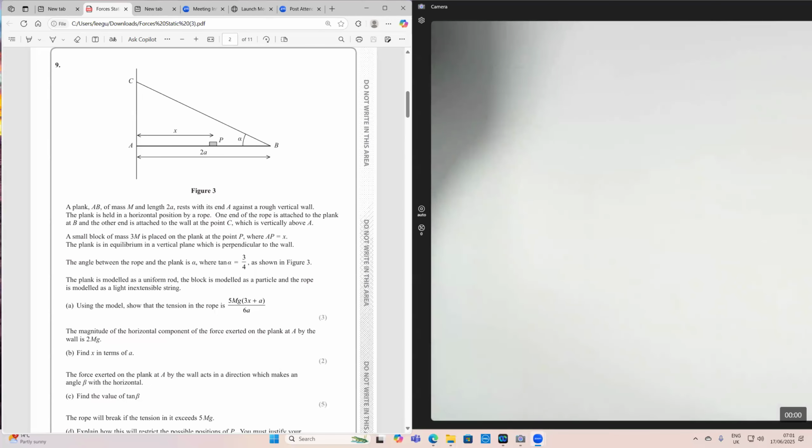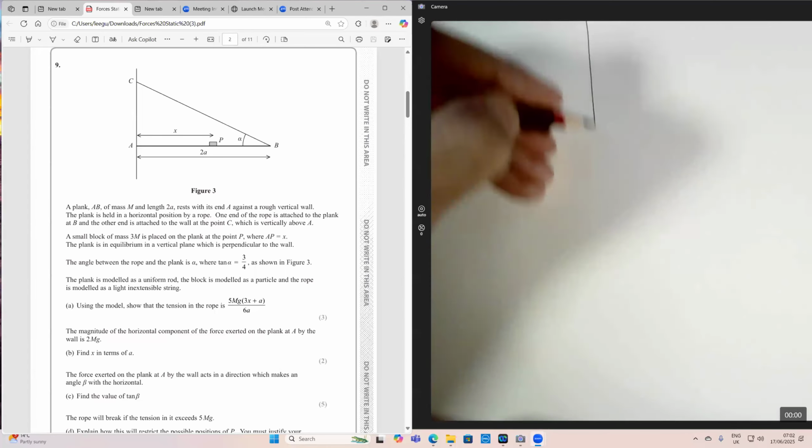Okay, today we're going to be looking at a static equilibrium question. And this time we have a plank which is held in equilibrium in a horizontal position against a wall. Let's have a look at the question. It says a plank AB of mass M and length 2a rests with its end A against a rough vertical wall. Right, so let's get a sketch going.